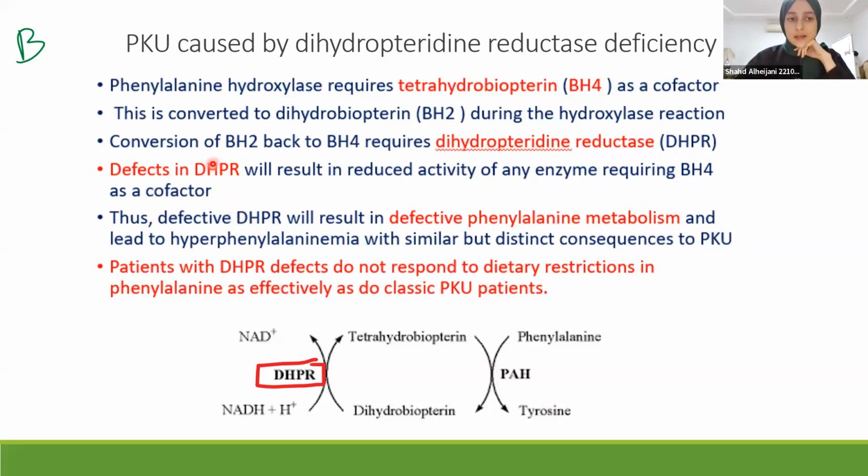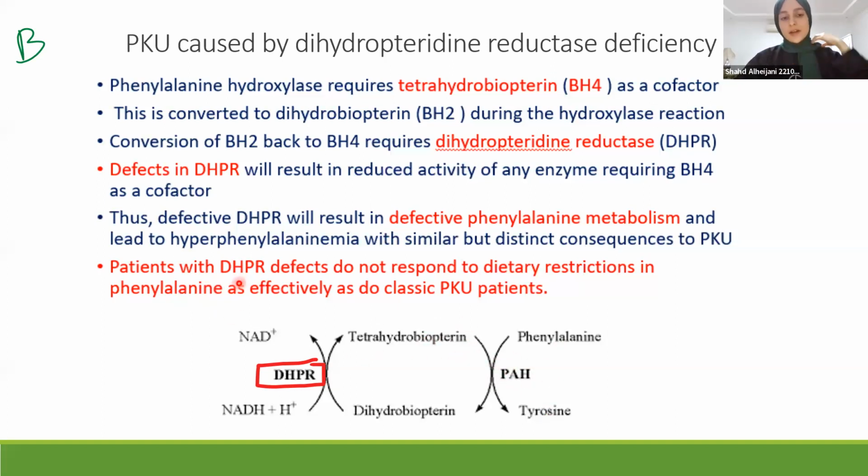Now, defects in dihydropteridine reductase will result in reduced activity of any enzyme requiring tetrahydrobiopterin as a cofactor. So if this is deficient, this will be deficient, so this pathway can't work. So what would happen? Phenylalanine will start building up again. So when it builds up, we have hyperphenylalaninemia, and again, this would cause phenylketonuria, but the problem is not in the enzyme itself, but in the cofactor.